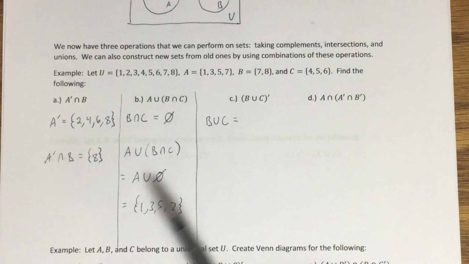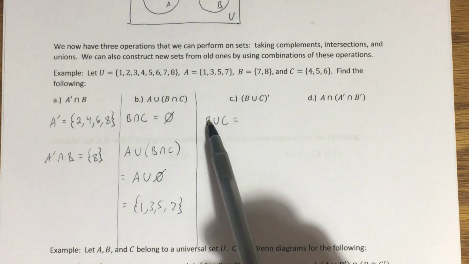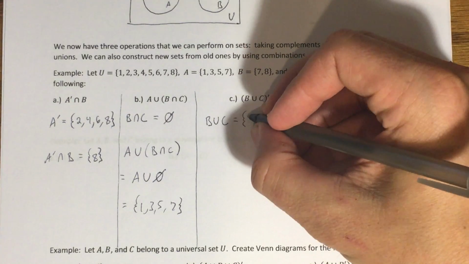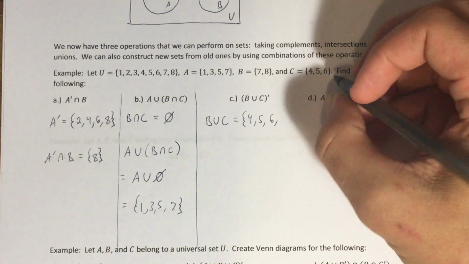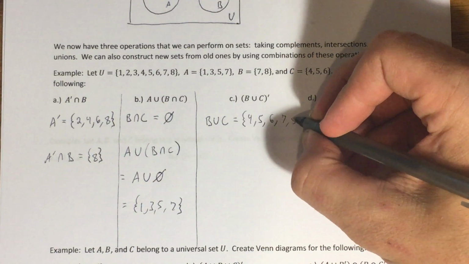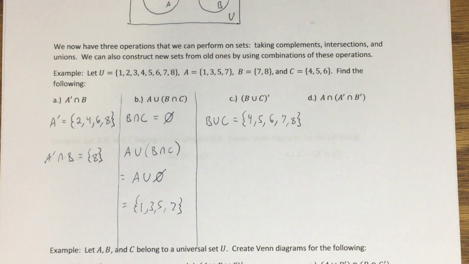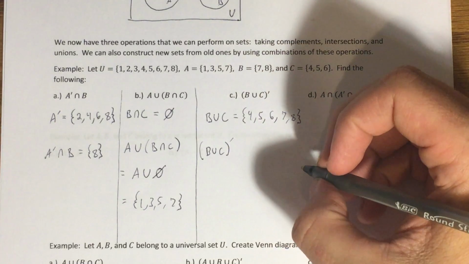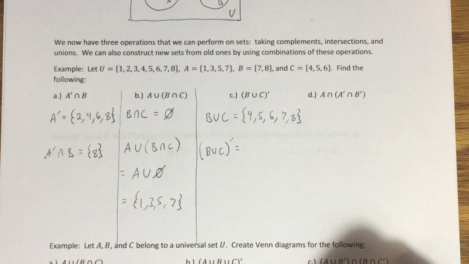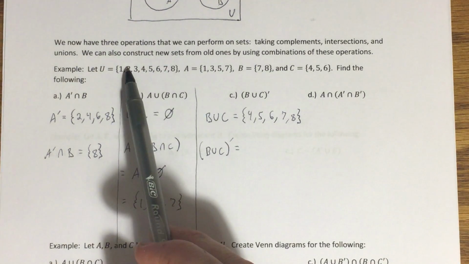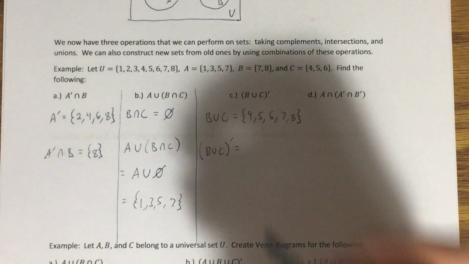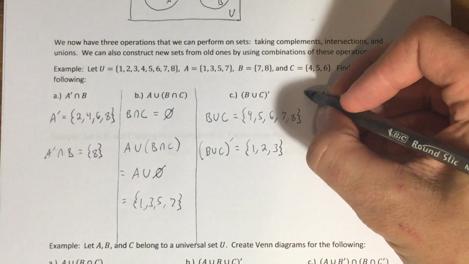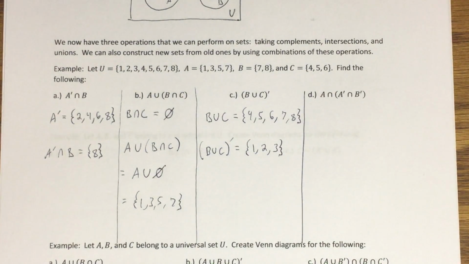B and C were disjoint, but that doesn't tell us anything about their union. The union is just the set of all elements that we would get by putting these two things together. That would be 4, 5, 6, that's C there, and then everything from B as well, 7 and 8. Okay? The complement that I'm looking for, the complement of the union of B and C, is going to be the set of all elements in our universe that are not found in this set. That would be the numbers 1, 2, and 3. Okay, so that answers that question.